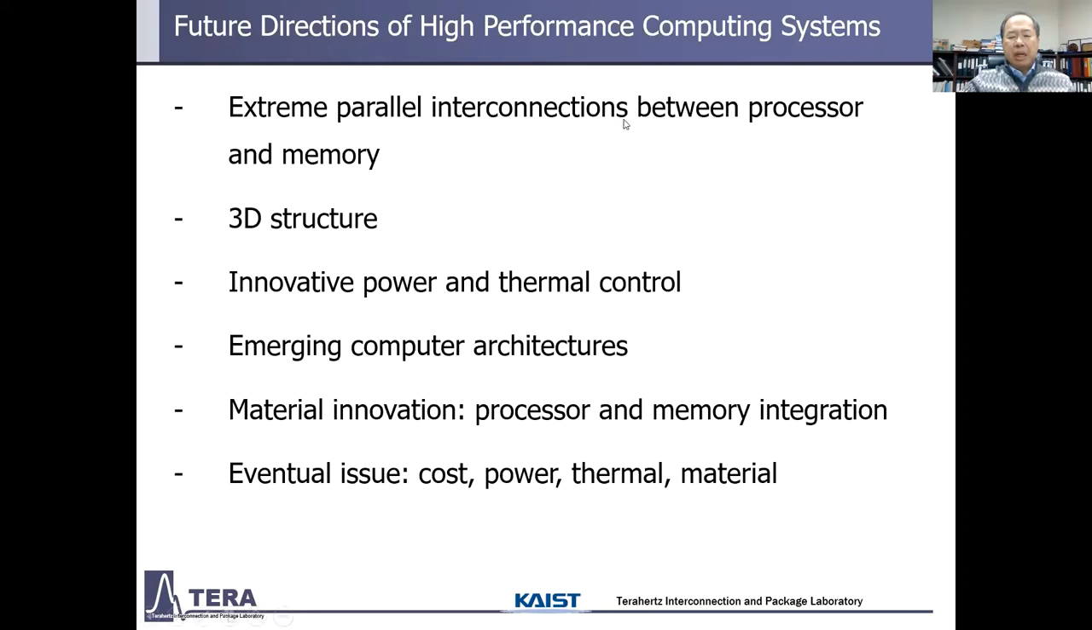Extreme parallel interconnections are needed between processor and memory. One of the possible solutions for that is 3D structures, where we use TSVs, in which case the GPU and the memory are stacked on top of each other. But in those cases, the temperature will be very high. Because the GPU has to do a lot of work and transmit data between DRAM and GPU, power consumption will be extremely high and the temperature will be very high. So we have to find power and thermal controls. And by combining these, we have to have new computer architectures, and probably we need material innovations. Eventually, we have to keep cost, power, thermal, and materials in balance.